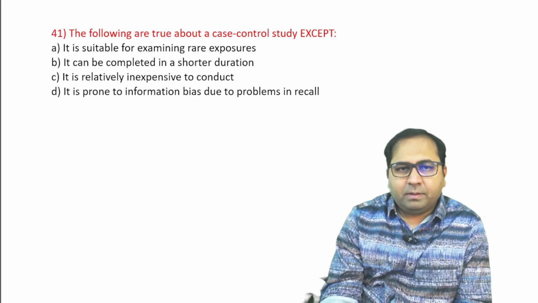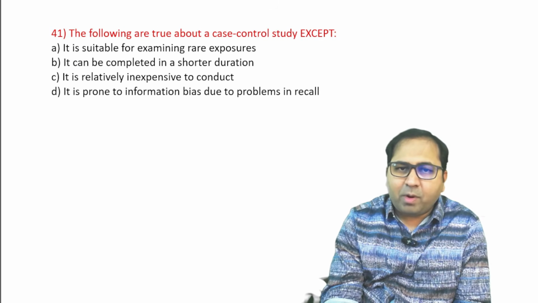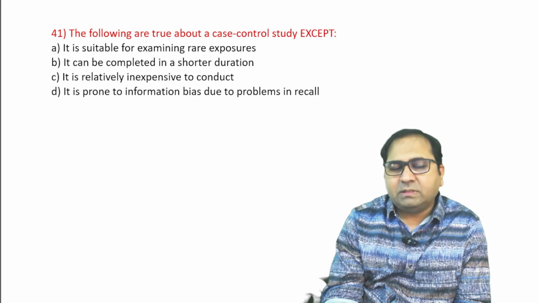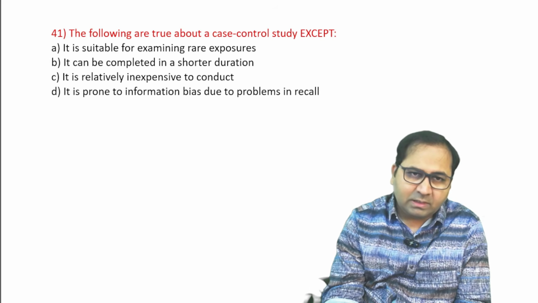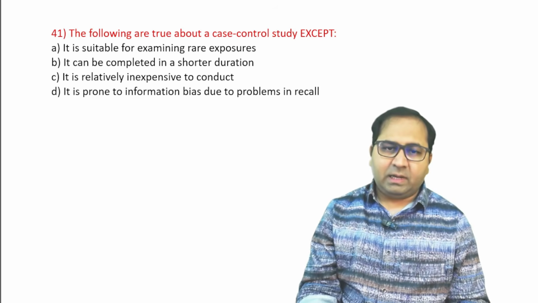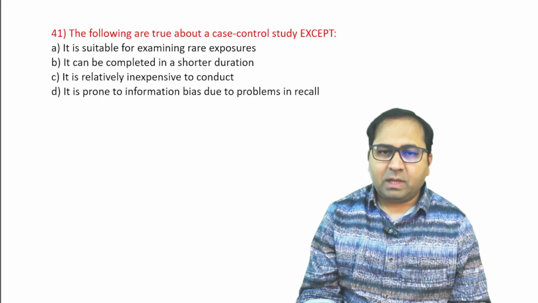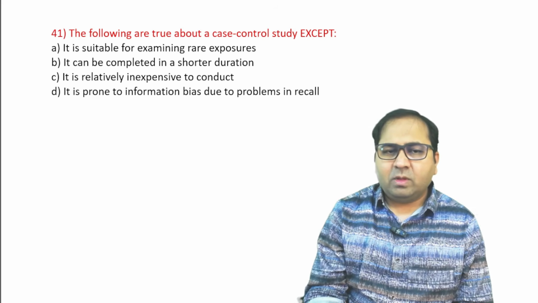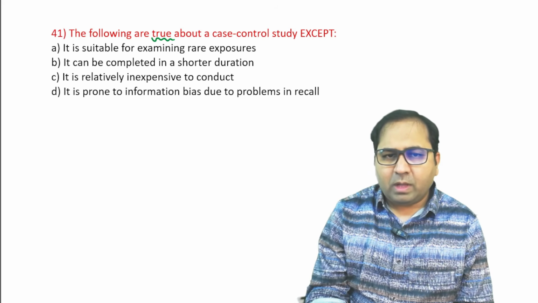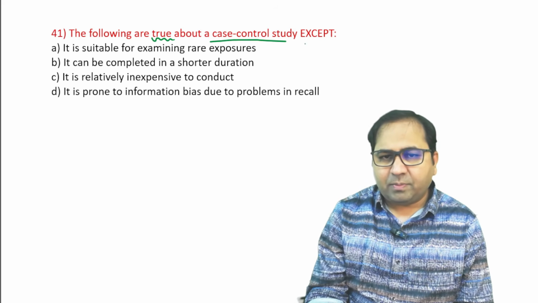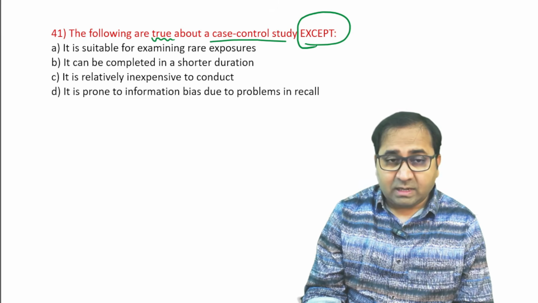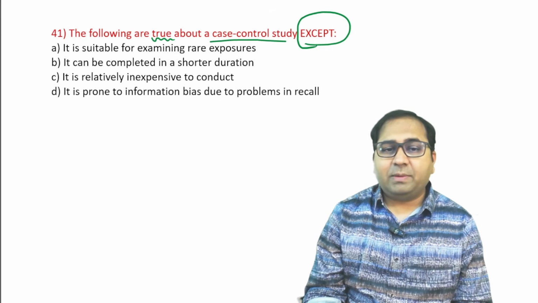Next question. The following are true about a case control study except. Options are A, that it is suitable for examining rare exposures; B, it can be completed in a shorter duration; or C, it is relatively inexpensive to conduct; or D, that it is prone to information bias due to problems in recall. So the following are true about a case control study except what? Options are, once again, let us see the options. A, that it is suitable for examining rare exposures.